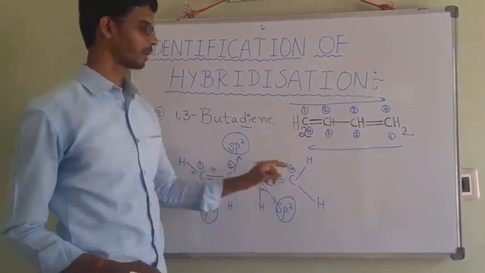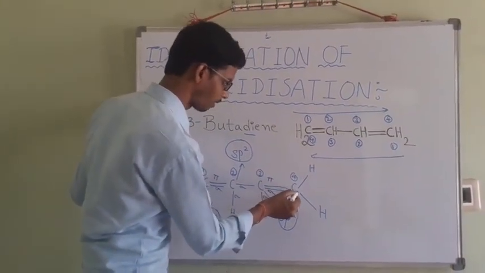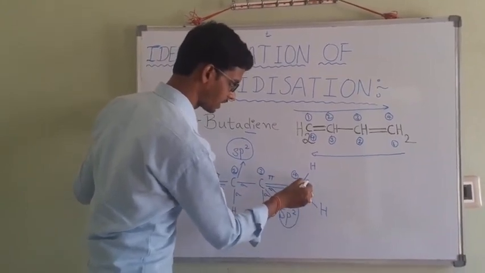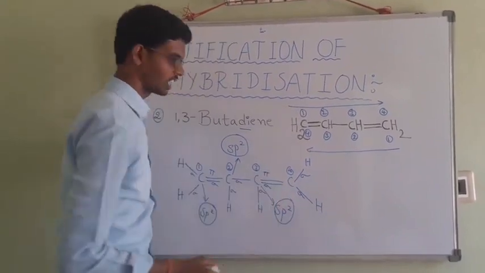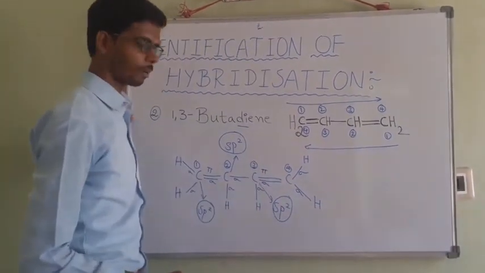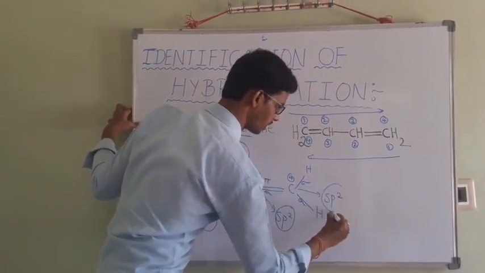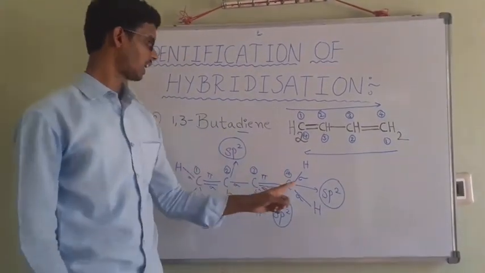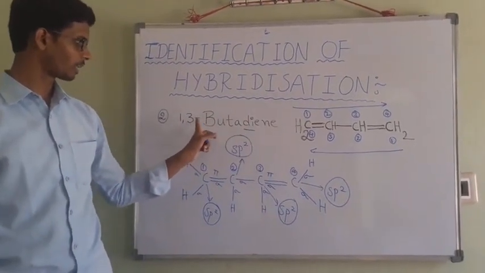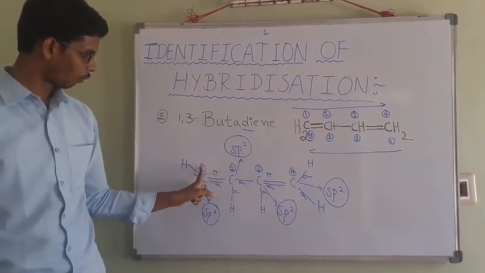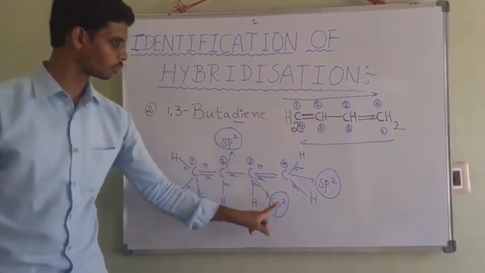Let us see the fourth carbon. This fourth carbon also consists of, on the left side, 1 sigma, 1 pi. On the right side, this is a sigma bond, this is also a sigma bond. Total count 1, 2, 3, 3 sigma bonds and 1 pi bond. So that's why this also belongs to sp2 hybridization. Okay, this is the second example, 1,3 butadiene. Here in this 1,3 butadiene, all the 1, 2, 3, 4 carbons undergo sp2 hybridization.